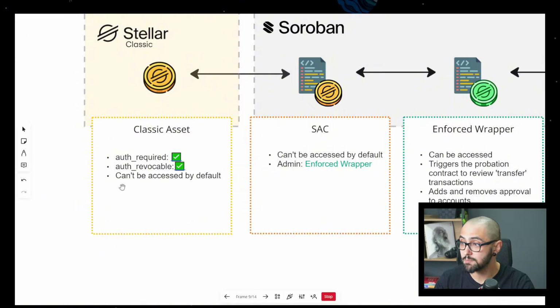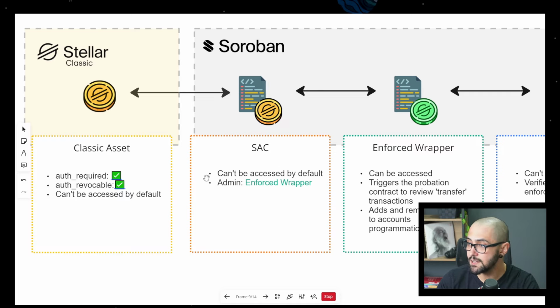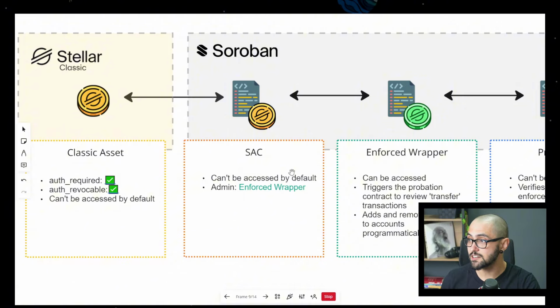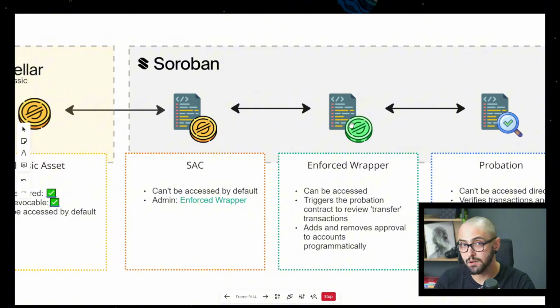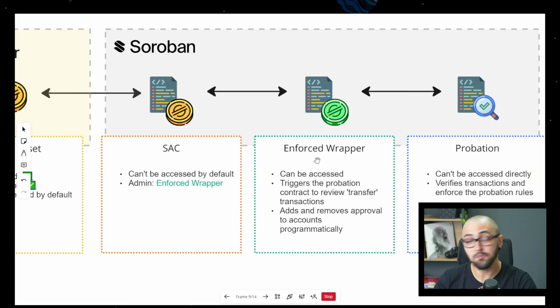Then, as a consequence, my asset cannot be accessed by default. People won't be able to just run native transactions and expect the transaction to go through. This will fail. So why are we doing that? To combine with the other characteristics. For the SAC, because of the flags, it won't be accessed by default, so users cannot run transactions through this contract directly. And we are setting the admin for the asset as the enforcer, the enforced wrapper. This means that our wrapper is going to be the admin of the asset and will be controlling the approval of the accounts programmatically. So our wrapper can be accessed, and it should.